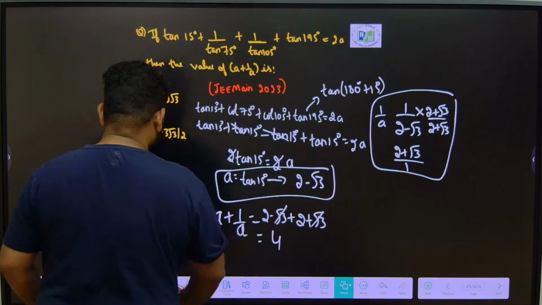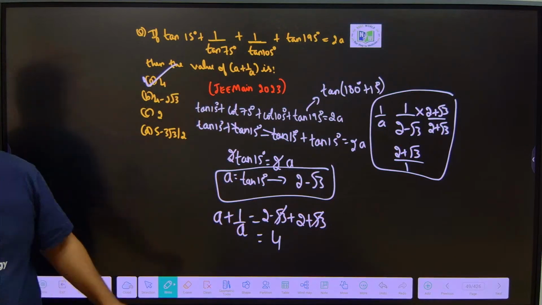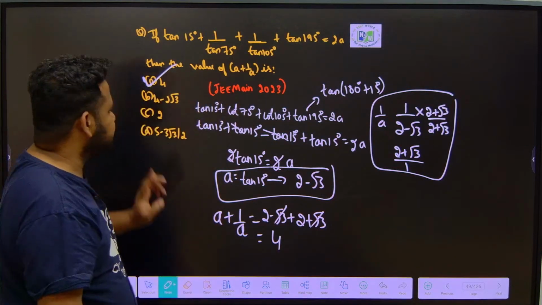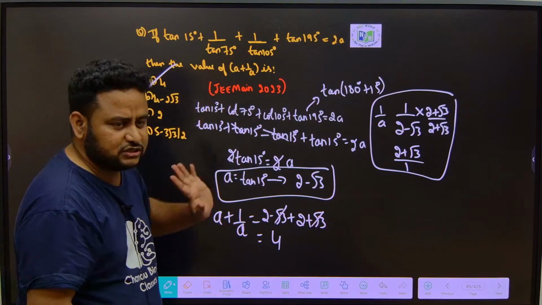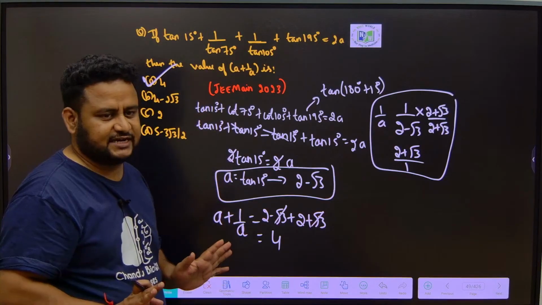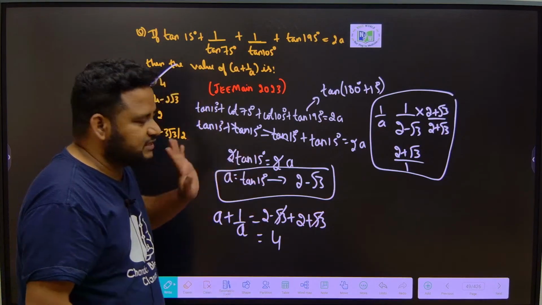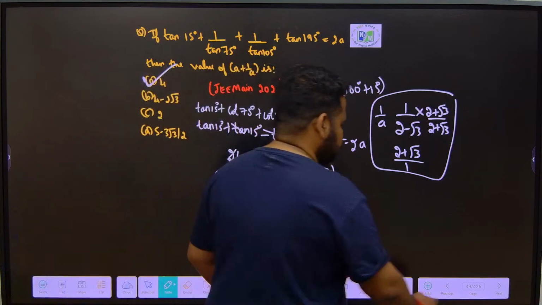Option A, 4. Okay, clear? That is the answer to this question. JEE Main 2023 question. Such a simple question. Explanation took time, otherwise if you know the concept, you will be able to solve it within 2 minutes. JEE Main questions will take time, not a problem, but you have to understand the concept. Clear? Got it? So let us move to the next one.